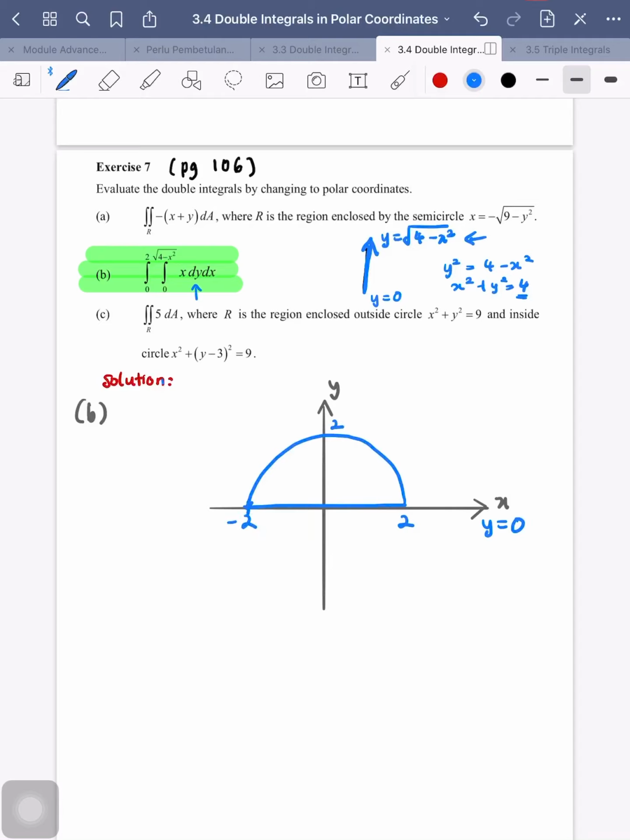So recheck. If I look from bottom to top, I meet y equal to 0 on the bottom, and on top I meet y equal to 4 minus x squared for this limit.